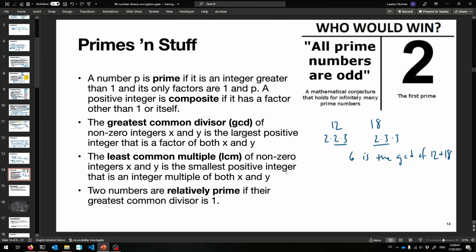The least common multiple is a larger number, maybe the same as one of them. It's a multiple of each of them, so it's a bigger number. It's an integer multiple of each of them, the smallest one that they have in common. All right. So let me show that to you.